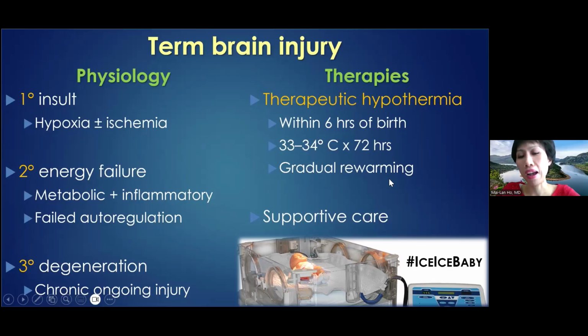So usually after rewarming and stabilization, around day 4 if you're really on the ball, or maybe 5 to 7 if it takes some time, is when you see the majority of post-cooling HIE infants at most centers. And that's what I think we're going to show the most examples of.